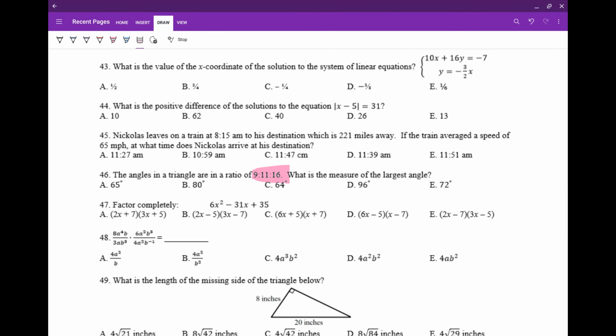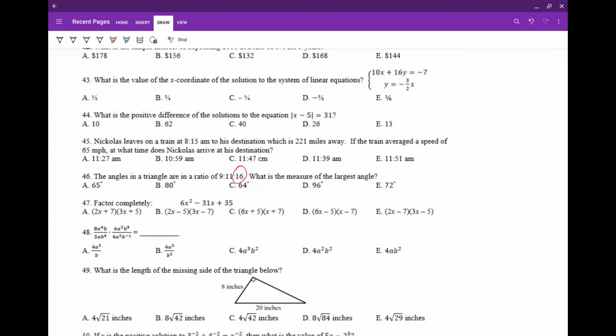identify the largest angle. So in a ratio, because it's like A to B to C, the largest angle is going to be whatever 16 represents in the ratio. So if we identify that, that's good. Now, what do we know about the angles of a triangle? They add up to 180 degrees, right? So this small angle, this middle angle, and then the big angle, the sum of those angles is going to be 180, and they're in that ratio.